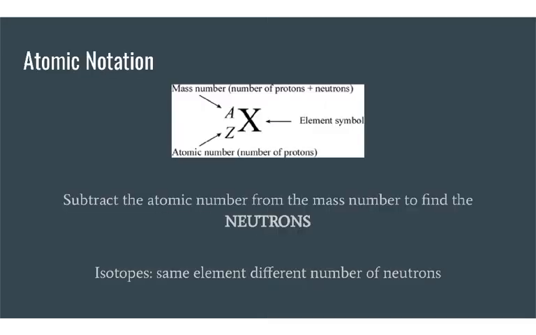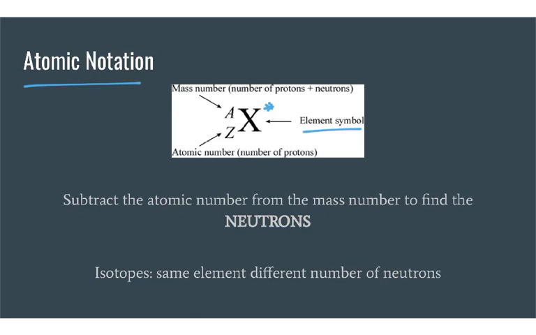But just a quick refresher, atomic notation. I just want to make sure everybody's on the same page with this. The way we're going to set up throughout this whole unit is our large letter here. That's going to be our element symbol. So if it's carbon, it's C. If it's lead, it's Pb, so on and so forth.